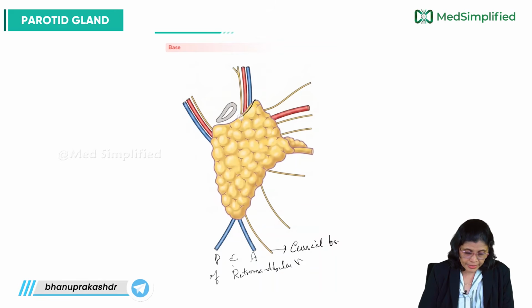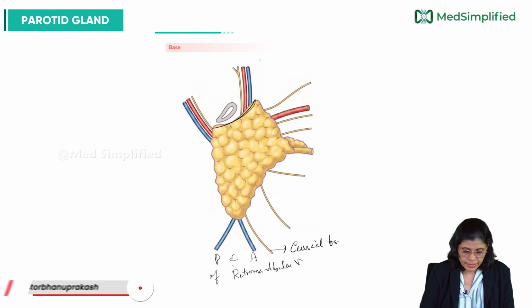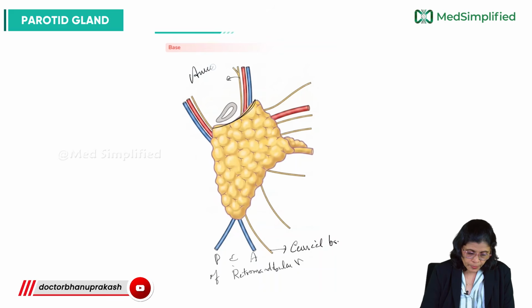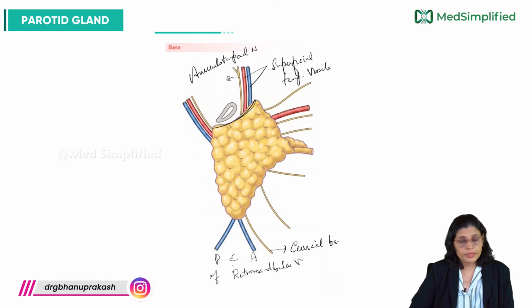Then we see the base or the superior surface around the ear here, around the external acoustic meatus. So it is related to that. And here we will see 3 structures, that is the auriculotemporal nerve, as well as the superficial temporal vessels. Okay, that is from the base.